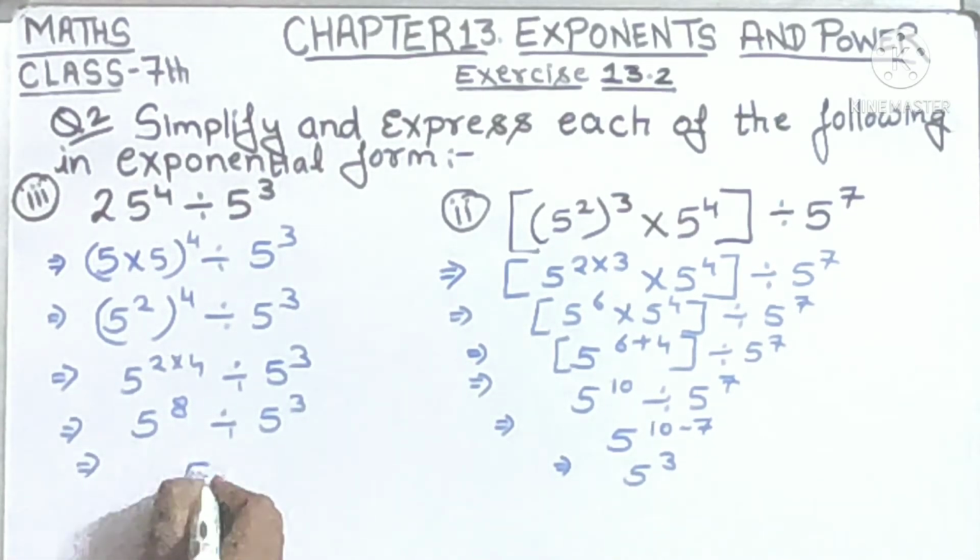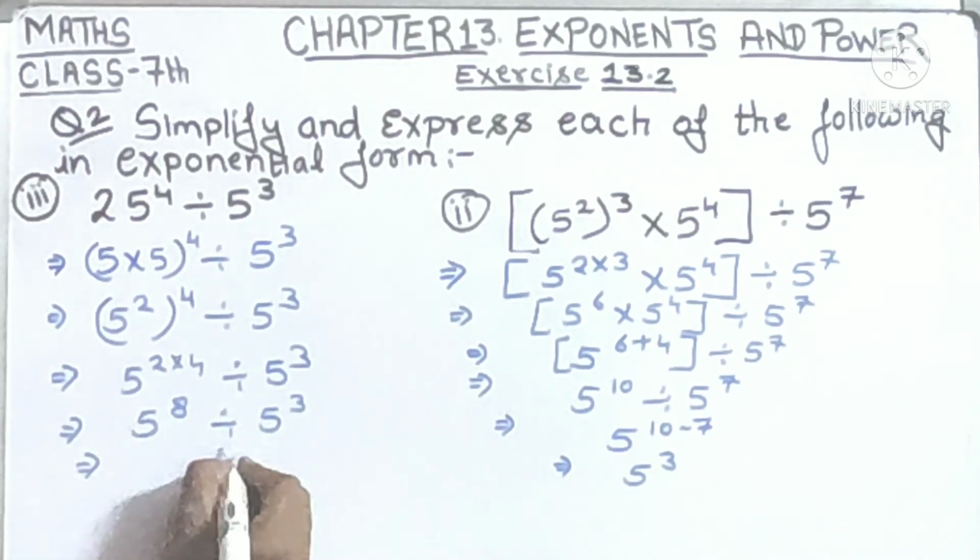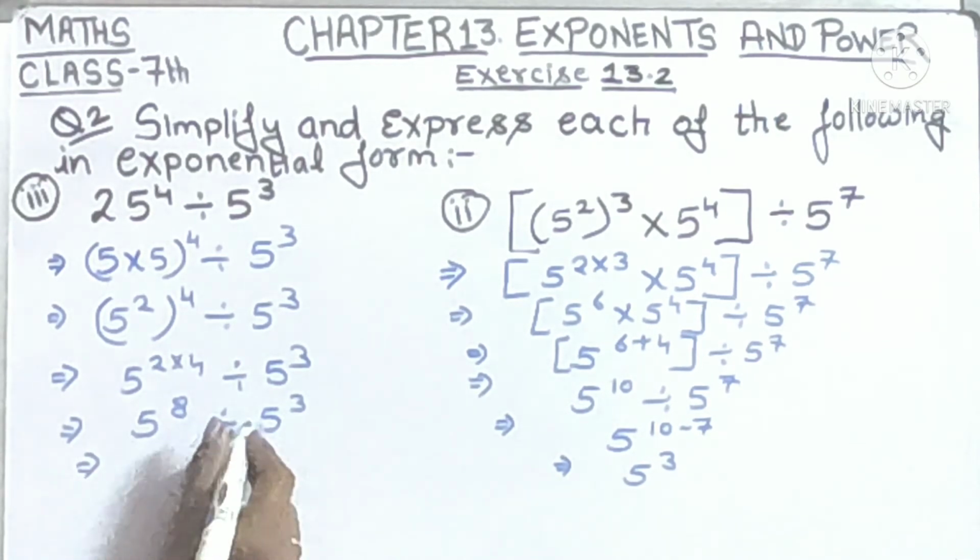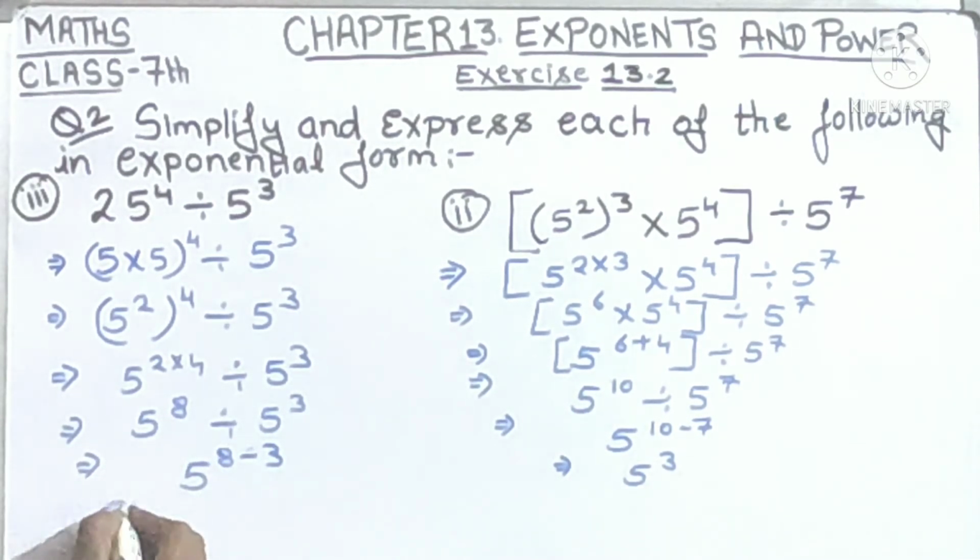5 common, take 5 common, and in between a divide sign is given, meaning the powers will be subtracted. 8 minus 3. Now 8 minus 3 will be 5. 5 raised to the power 5. So this is the answer for the third one.